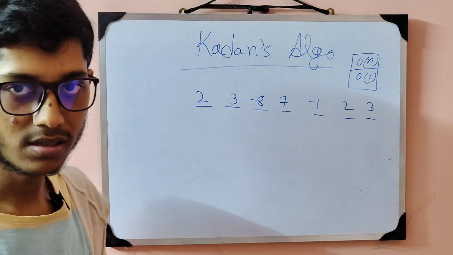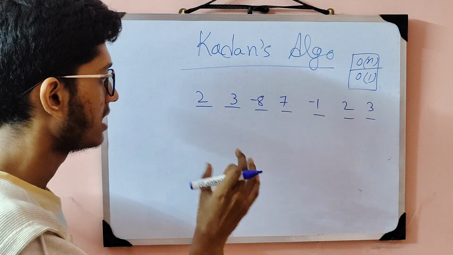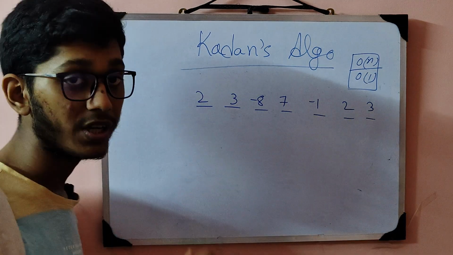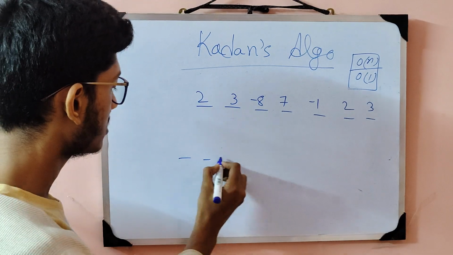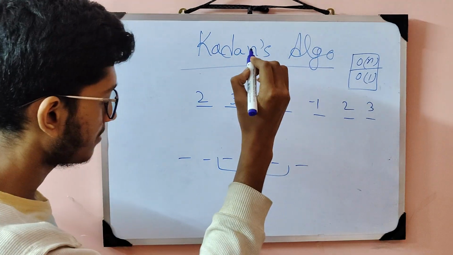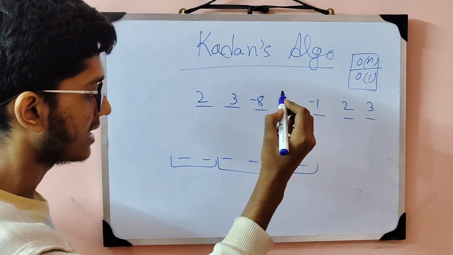So, what is our objective in this problem? We need to return the maximum subarray sum here. Subarray, what is a subarray? First, you need to understand this. A subarray is a contiguous part of an array. Suppose this is my array. This can be a subarray. This can be a subarray. This can be a subarray.